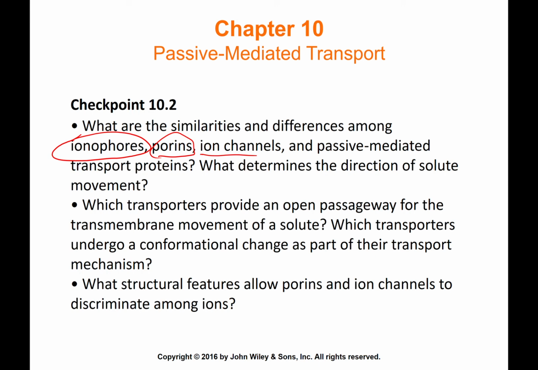Ultimately, though, regardless of which one of these we're talking about, we got this question here. What determines the direction of the solute movement? Question for you guys.